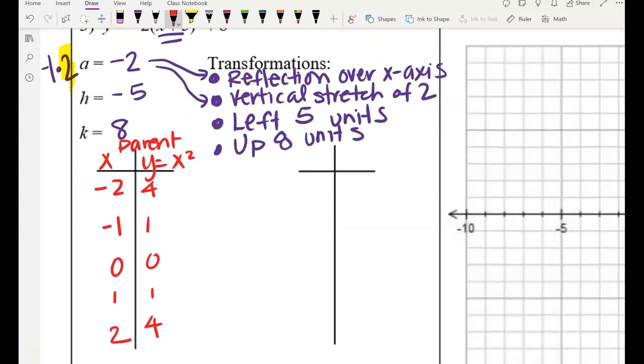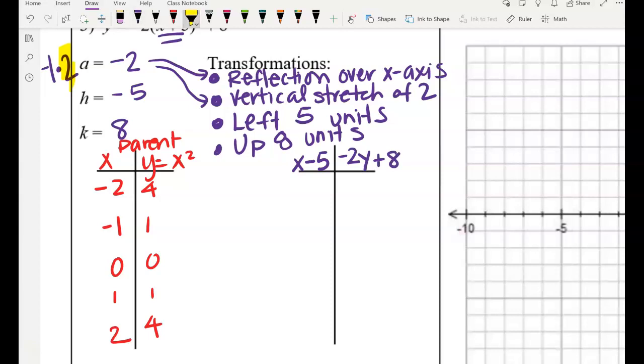Then we are going to take the -2 and multiply it to the y. We're going to take the -5 for the h and subtract it from x, okay? Because that's a horizontal translation. Horizontal means you're moving left to right, and x-axis is horizontal, left and right. Then the k value, that's a vertical shift upward, so that's going to be +8. Translation up by 8, okay?